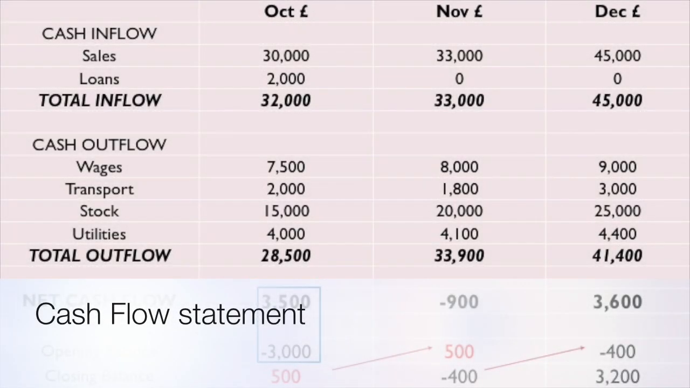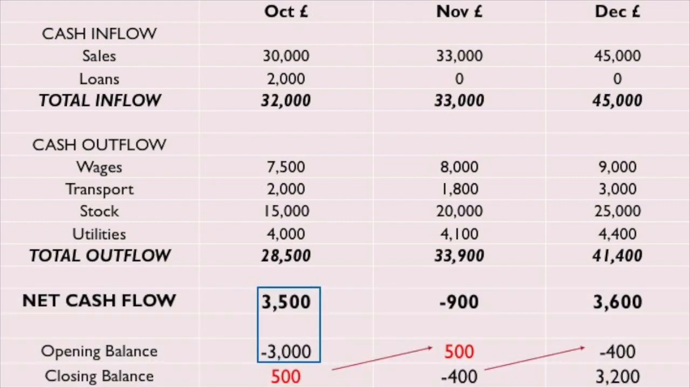Quick overview of a cash flow statement. So we have inflow, receipts, if you will, money coming into a business, usually from sales of goods or services. So if you're a supermarket, from all the sales of all the products you sell.